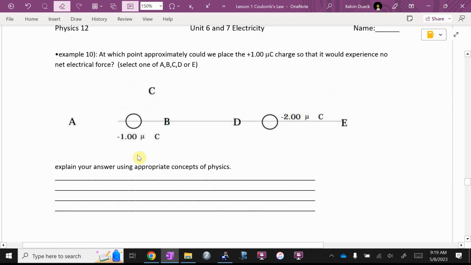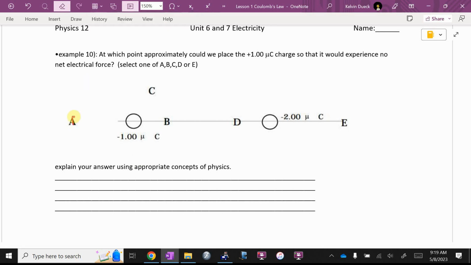Last one. At which point, approximately, could we place a positive 1 microcoulomb charge so that it will experience no net force? Choose A, B, C, or D. I'm going to just try each of these. Don't write this down, but look up. So it's asking, if I put a positive 1 charge, where will it experience no net force?